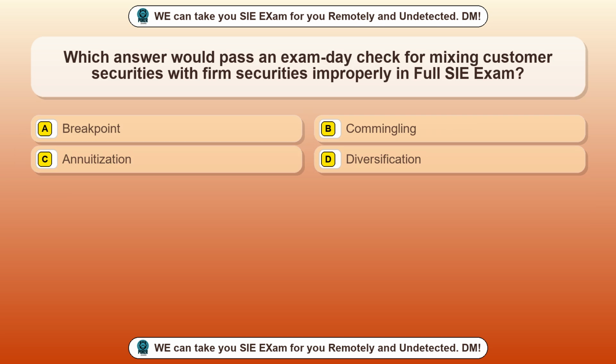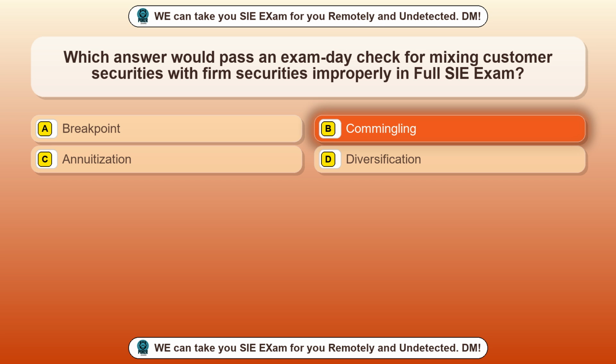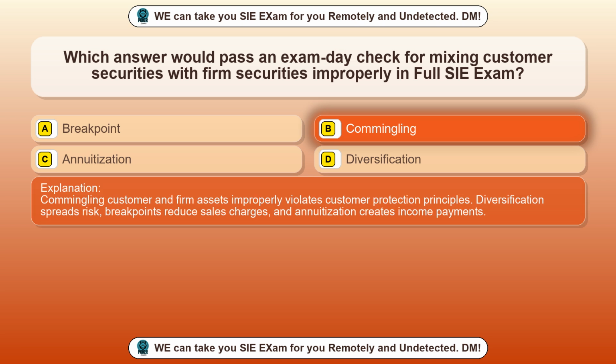Question 60. Which answer would pass an exam day check for mixing customer securities with firm securities improperly in full SIE exam? Option A, breakpoint. Option B, commingling. Option C, annuitization. Option D, diversification. The correct answer is option B, commingling. Commingling customer and firm assets improperly violates customer protection principles. Diversification spreads risk, breakpoints reduce sales charges, and annuitization creates income payments.